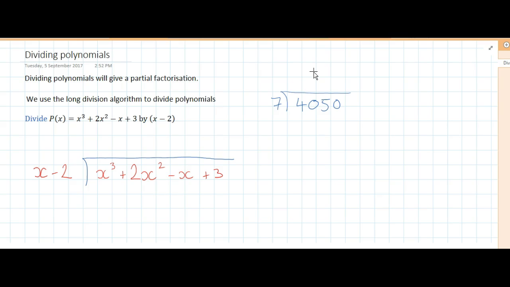Okay, so what we're doing when we're dividing polynomials is we're getting a partial factorization. In the last chapter we talked about expanding brackets, and sometimes multiple brackets, to give varying degrees of polynomials. As with the quadratics, we're doing the opposite of expanding, so we're factorizing. In this, we use the long division algorithm to divide polynomials.